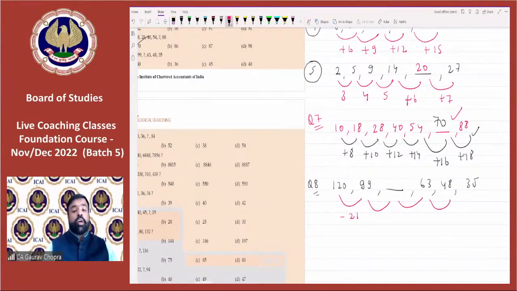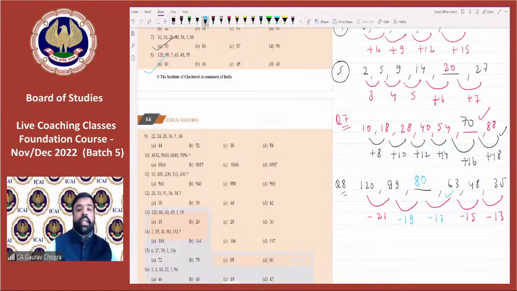Then from 63 to 48, we are having minus 15. And then we are having minus 13. So what can be the two gaps? So here we can see that the gap is around 2. After minus 21, it can be minus 19, minus 17, and then minus 15 and minus 13 continue. So 99 minus 19 becomes 80, and 80 minus 17 is 63. Verified. That means our answer is correct. Option number A is the perfect answer.